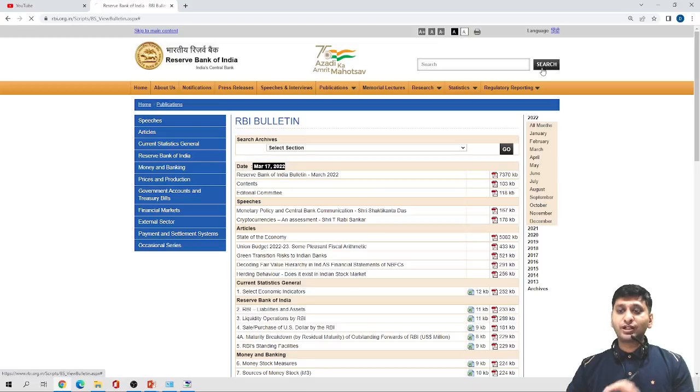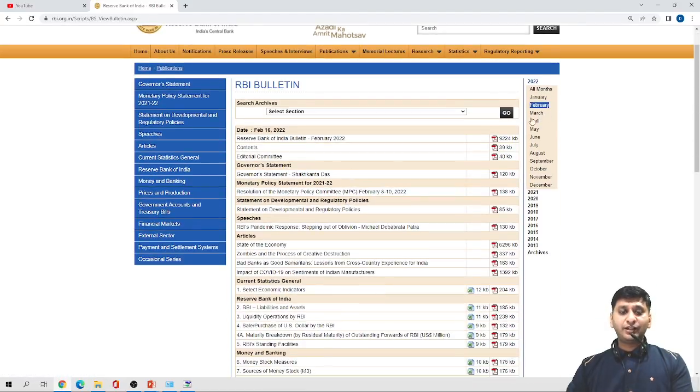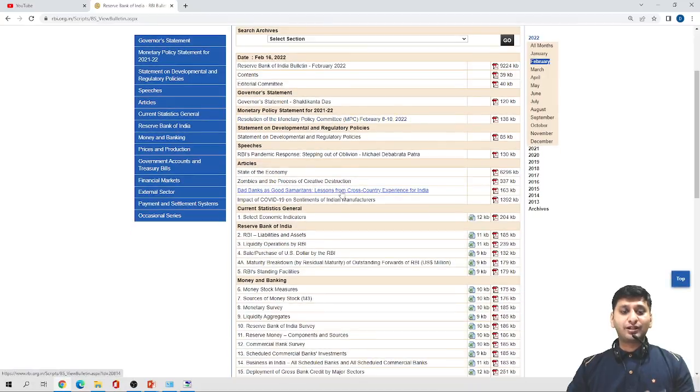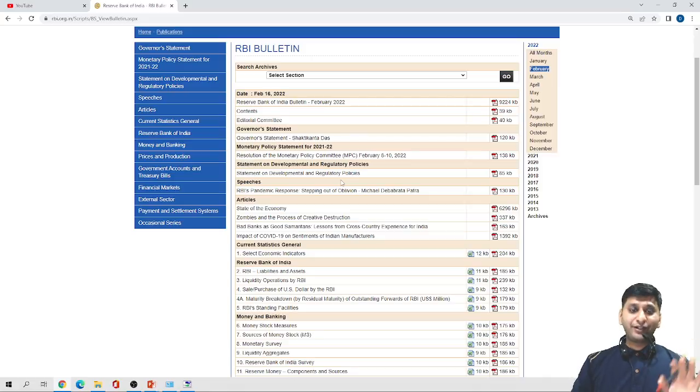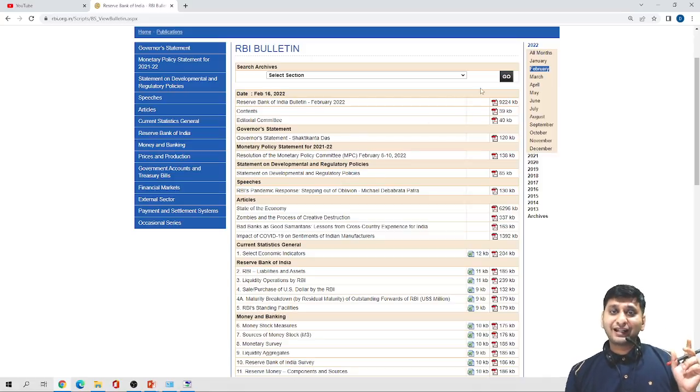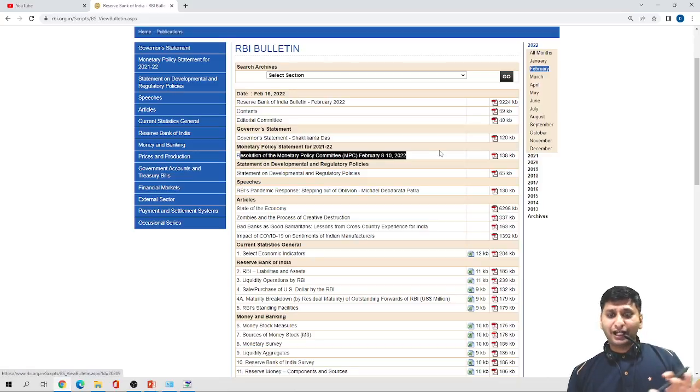If I want to see the bulletin for February, I'll click on February and here I'll get the bulletin for February. Now see, monetary policy meeting happens every 2 months. So every alternate article would have monetary policy statement. For example, this February bulletin by RBI has a monetary policy statement. ठीक है, आप ये पढ़ सकते हैं.